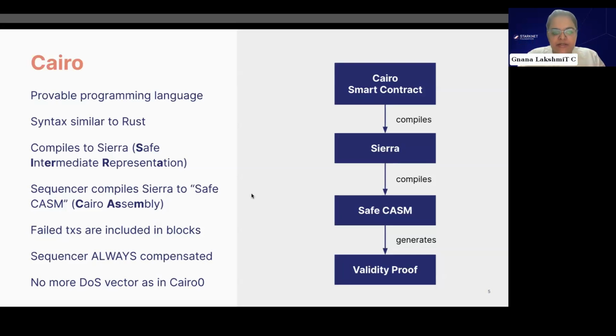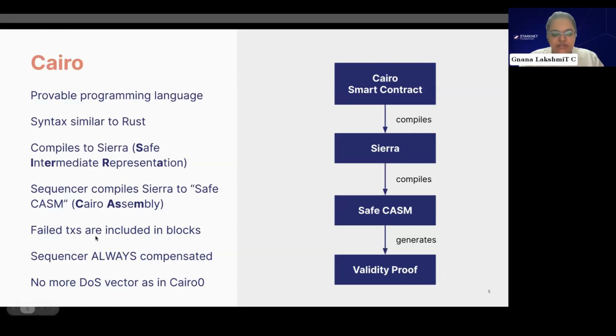Cairo programs compile to Sierra, which is a safe intermediate representation. We will try to take a look at some Sierra files, but of course they just look like hexadecimals and stuff. So we will take a small example of that as well. And the sequencer compiles Sierra to CASM. CASM is Cairo assembly, which in the previous stage of Cairo, Cairo 0, the smart contracts directly compiled to. It had its own drawbacks. But now there is a safer version called Sierra, and then it compiles to CASM, right? The CASM is the assembly which is actually deployed on Starknet.